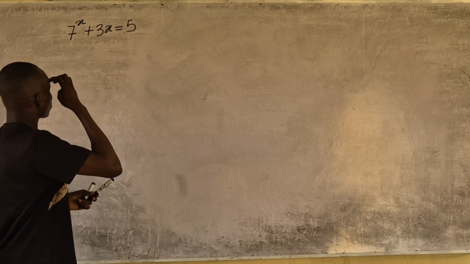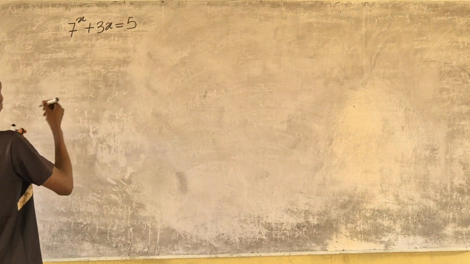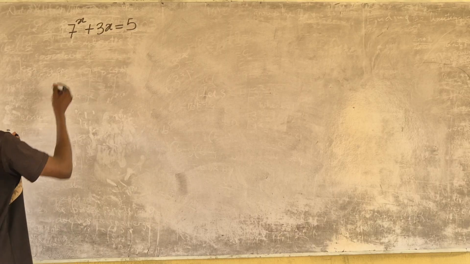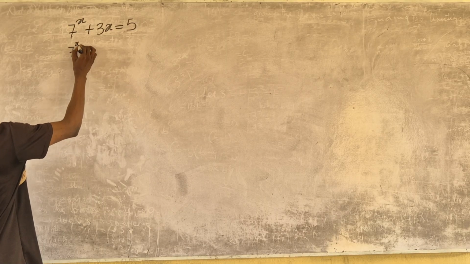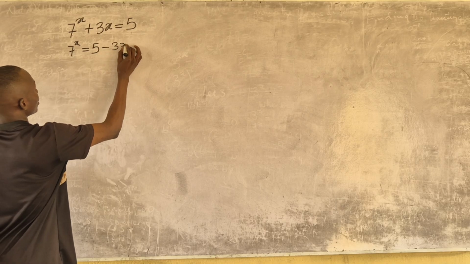Now our first step, what we're going to do is to subtract this from both sides. Subtract 3x from both sides. So if we do that, look at what we're going to have. Look at that. This is 7 to the power of x equals 5 minus 3x, right?